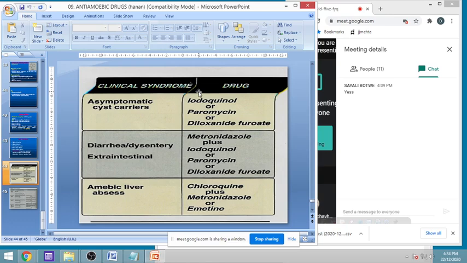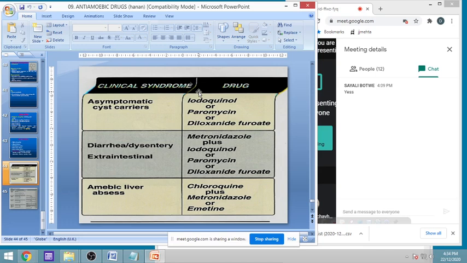Then if diarrhea, dysentery, or symptoms have already started, and there may be a chance of extraintestinal spread, for example it reaches the liver, and nowadays we say it reaches the brain. So in those cases the treatment is metronidazole, because it is both luminal as well as systemic. So metronidazole plus iodoquinol can be given, or metronidazole plus paromomycin, or metronidazole plus diloxanide can be given.